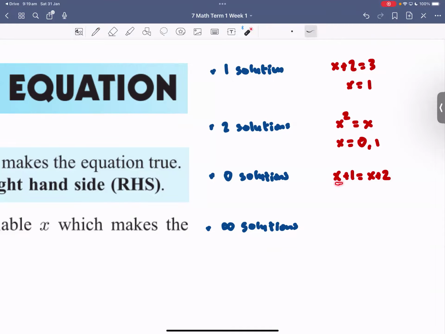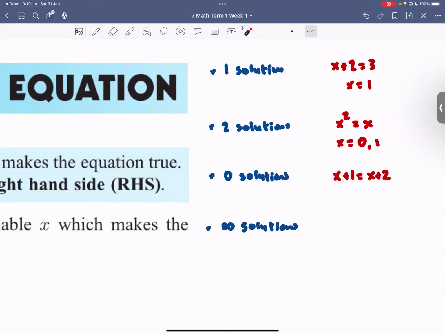How can a number plus 1 be the same as a number plus 2? Some silly kids might try and say, oh, what about 0? Is 0 plus 1 the same as 0 plus 2? No. There is no answer to x plus 1 equals x plus 2. There is no number that would suit both sides. So there you go. That's a scenario where there are 0 solutions.